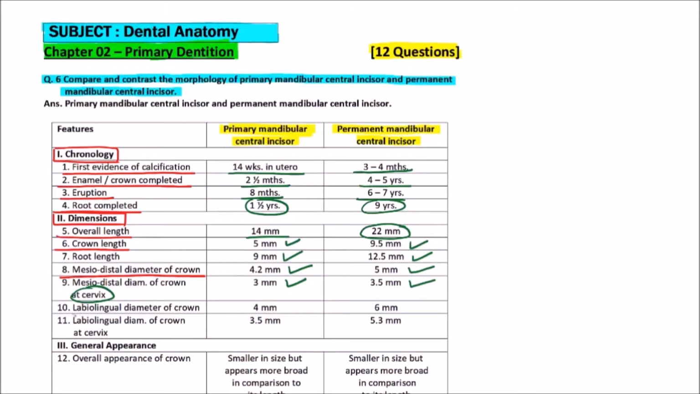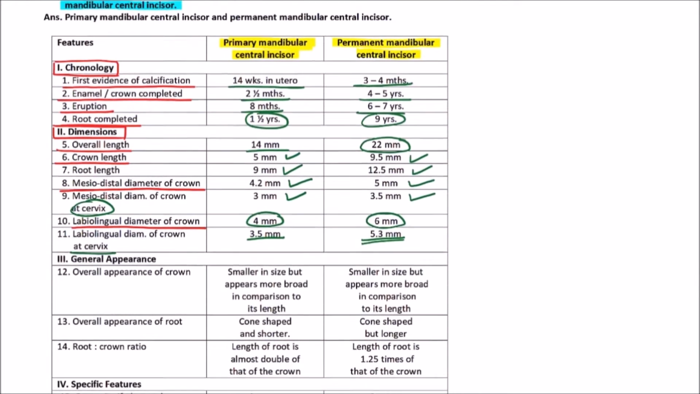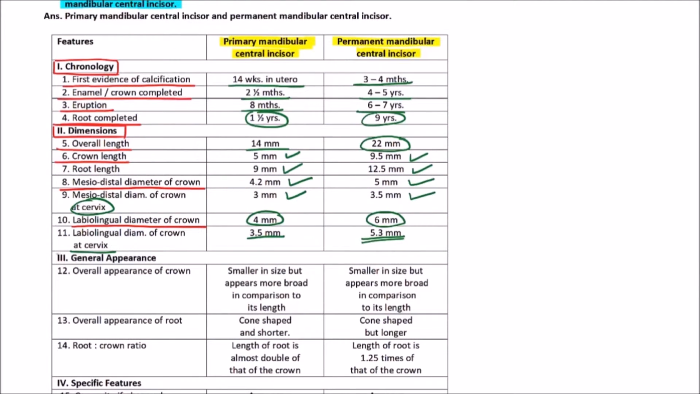Then labiolingual diameter of the crown, it is 4 mm and at cervix it is 3.5 mm in primary mandibular central incisor, while in permanent mandibular central incisor it is 6 mm, while at the cervix it is 5.3 mm. Now the general appearance.